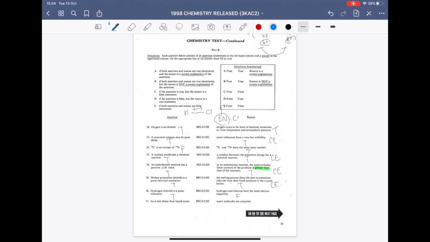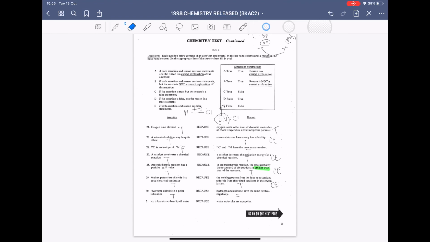And yep, so it's definitely polar. The claim that hydrogen and chlorine have the same electronegativity is not true, because chlorine has 7 valence electrons while hydrogen just has 1 valence electron. So they definitely do not have the same electronegativities.